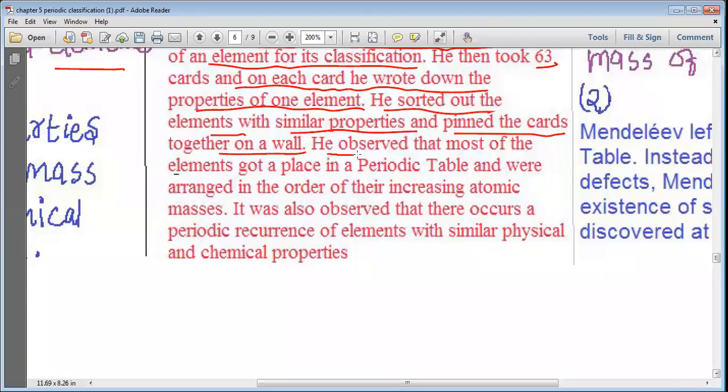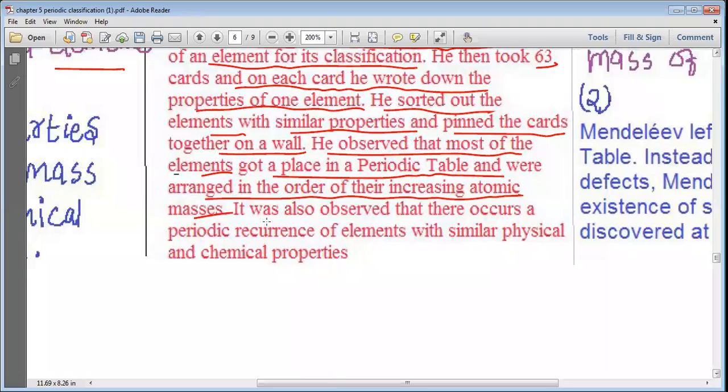He observed that most of the elements got a place in the periodic table and were arranged in the order of their increasing atomic masses. So while arranging these elements, he found out that each element could be arranged into the periodic table, and these elements could be arranged in the increasing order of their atomic mass.